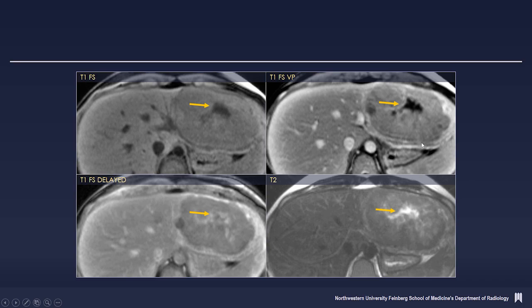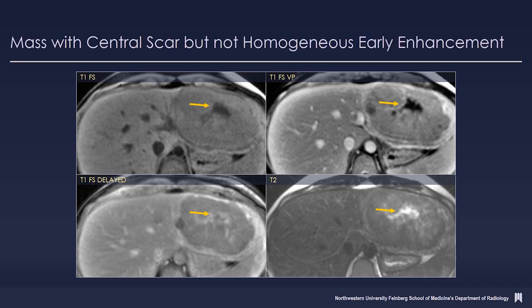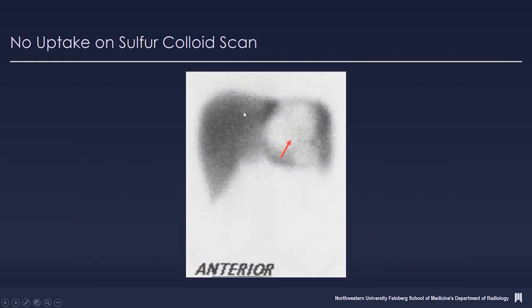What's atypical about it? It doesn't have that homogeneous hypervascular enhancement, although I don't have a great arterial phase. It certainly has some heterogeneous enhancement. This is an older case, but we did a sulfur colloid scan, and notice it doesn't take up the sulfur colloid agent. And some FNHs don't, but given all these findings, we were concerned it may be more significant, and this proved to be fibrolamellar hepatocellular carcinoma.